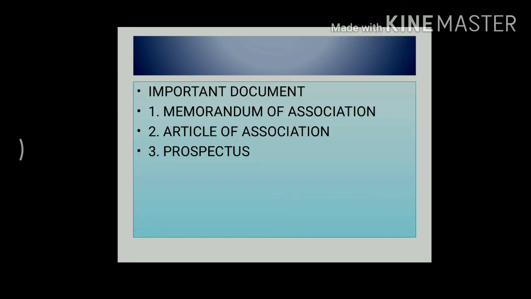Normally, the important documents that we see in the company formation are Memorandum of Association, Articles of Association, and Prospectus. So with this, we are able to start the company.